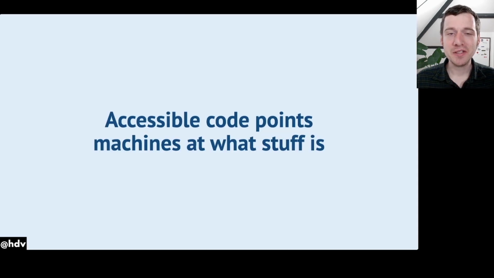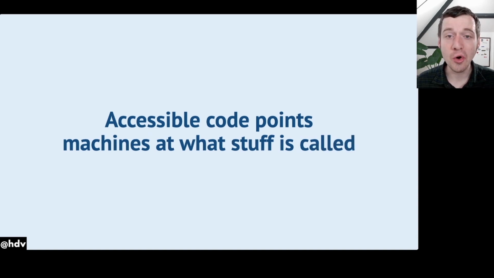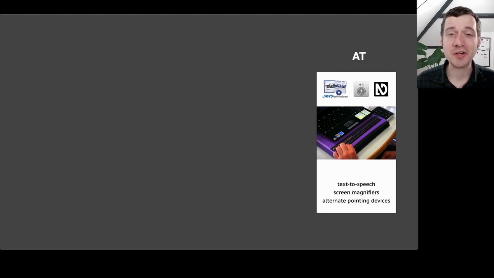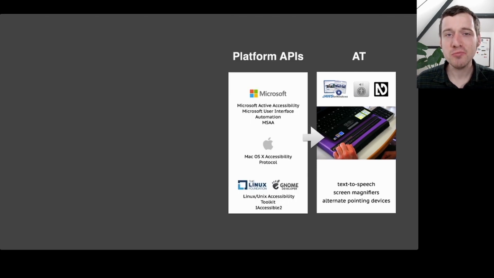So if we want to write accessible code, we basically need to tell machines what stuff is. We need to tell machines what stuff is called, and we need to tell machines what state stuff is in. So in order for assistive technologies to work, they need to know what is happening on a screen. And they find out about this through platform APIs.